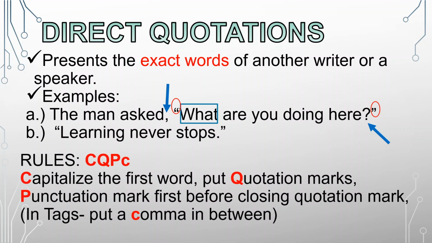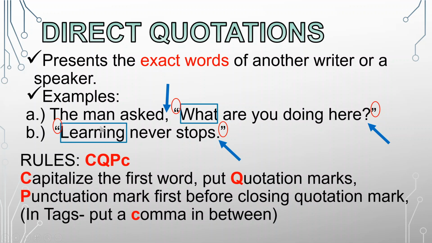How about letter B? For letter B, there should be no comma because it has no tag. Learning never stops. Let's check again. Is learning capitalized? Yes, capital L. Do we have open and close quotation marks? We have them here. The punctuation mark should go first before the closing quotation mark, and we have it here also, which is correct. The period comes before the closing quotation mark. So A and B are following CQPC, the rules for direct quotations.